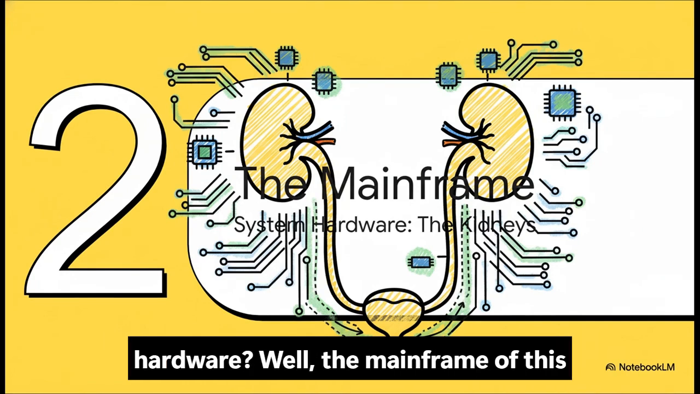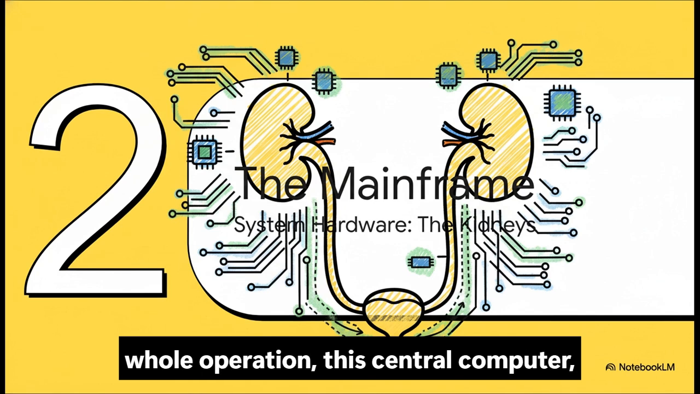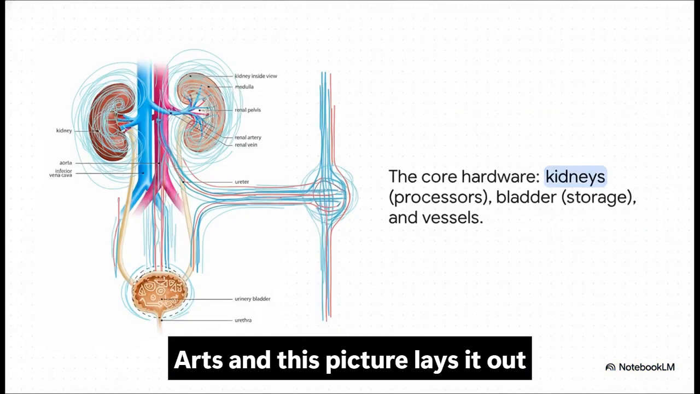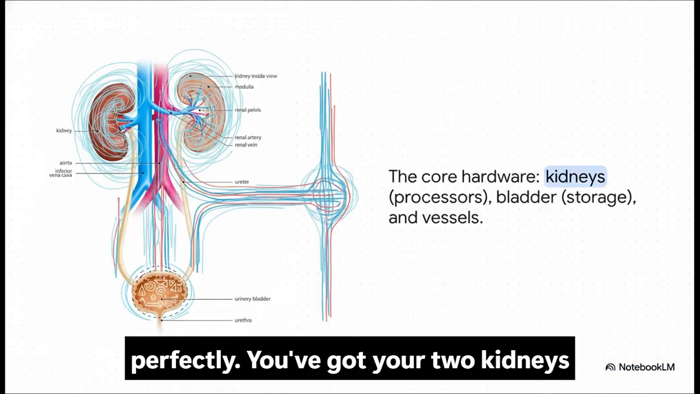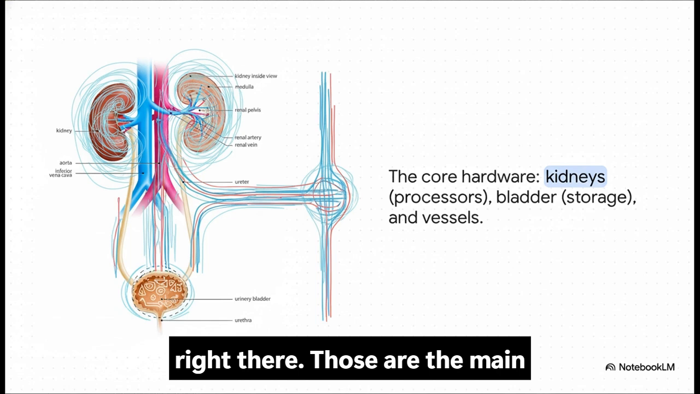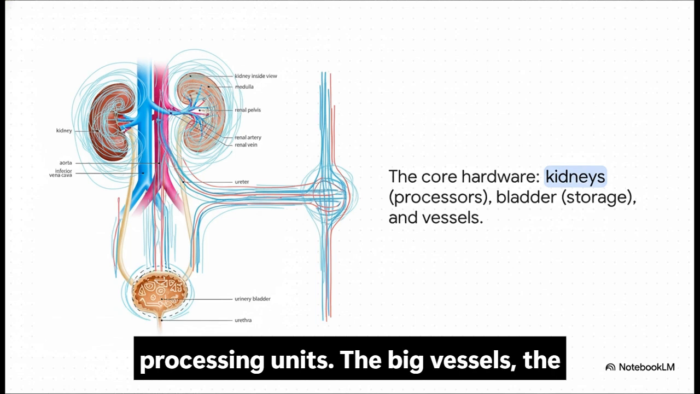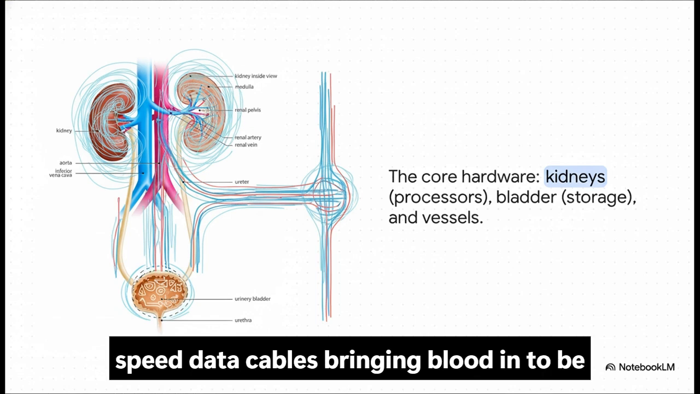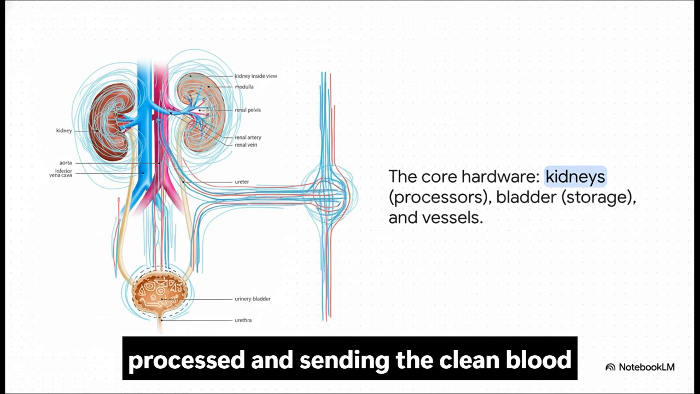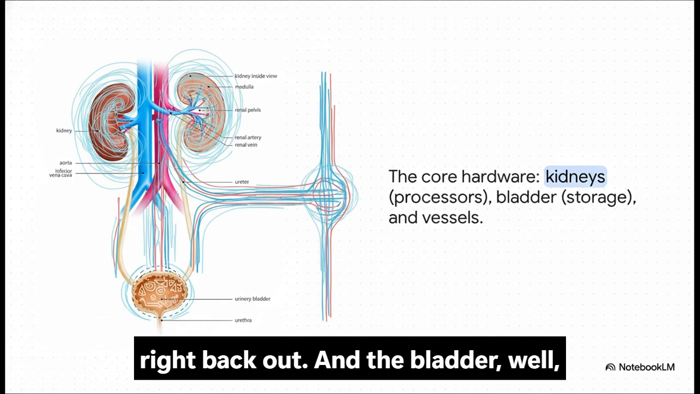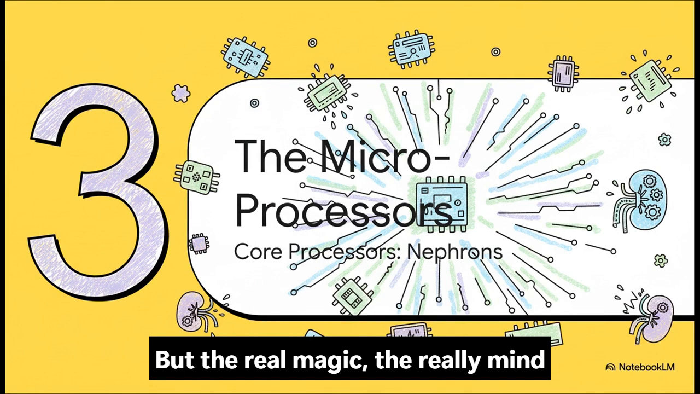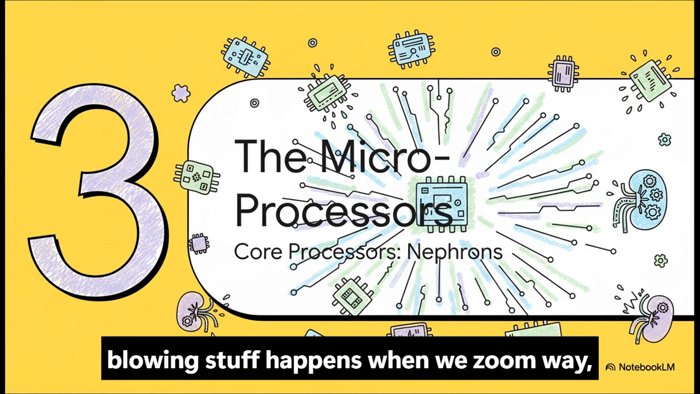What's the hardware? Well, the mainframe of this whole operation, this central computer, is the kidneys and all their connected parts. And this picture lays it out perfectly. You've got your two kidneys right there. Those are the main processing units. The big vessels, the renal artery and vein, are basically high-speed data cables, bringing blood in to be processed and sending the clean blood right back out. And the bladder? Well, that's just our temporary storage drive. But the real magic, the really mind-blowing stuff, happens when we zoom way, way in.